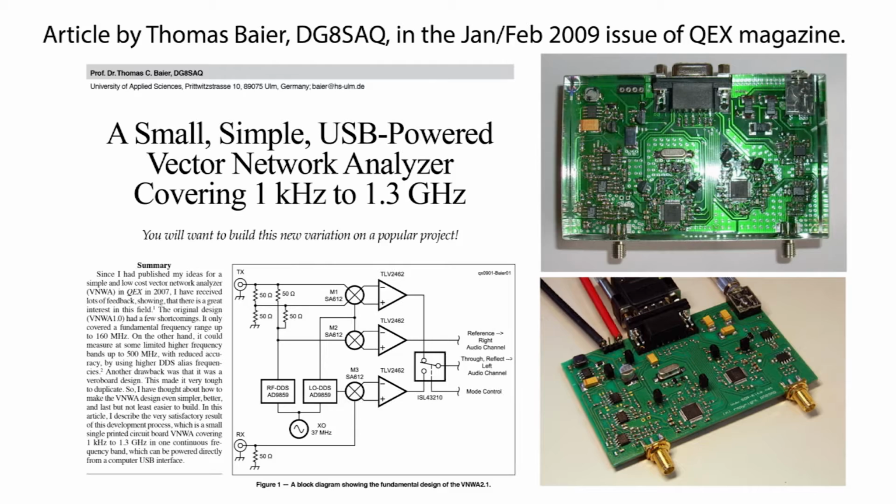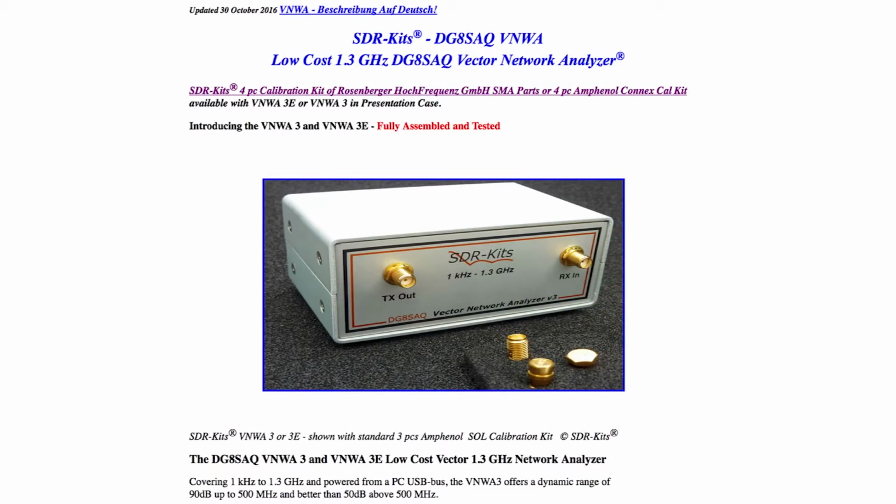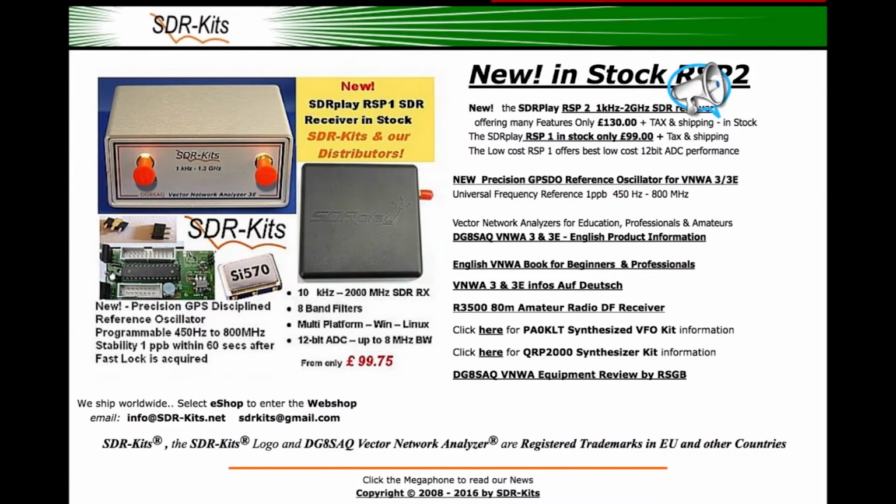This article was published in 2009 and represented a kit that was offered through a UK company called SDR Kits. Currently, SDR Kits is selling their 3rd generation of the Vector Network Analyzer, fully assembled with a calibration kit. More about that later. Unlike the first kits, which connected directly to the PC's audio connectors, the current versions attach to the Windows PC with a USB connector.